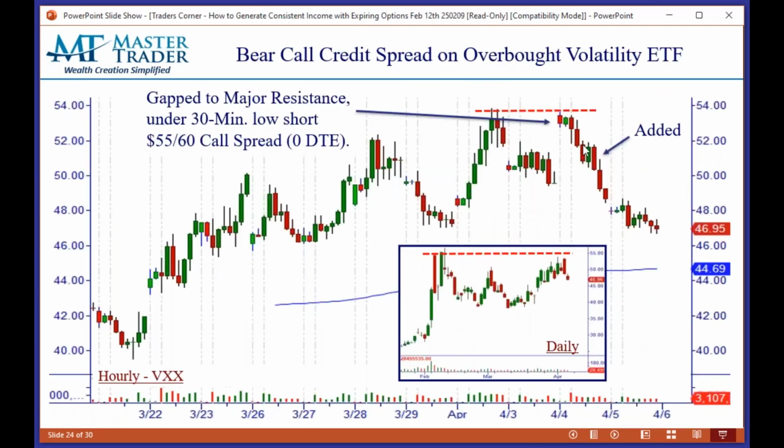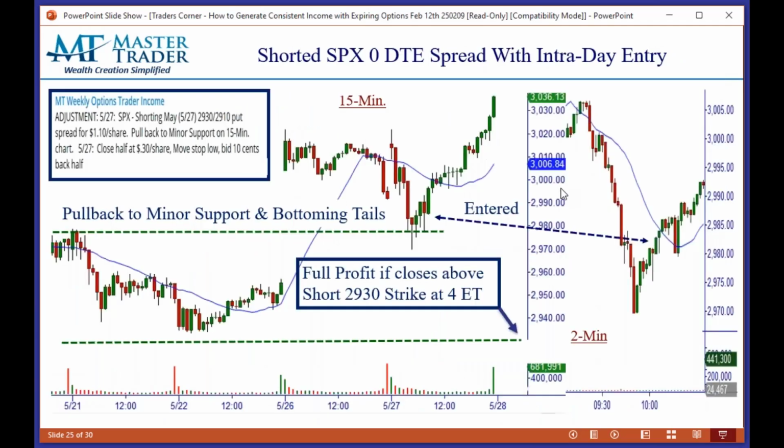I'm looking to see what the premiums are on the VXX, because look, it's right here. I said 30-minute low. We're going to short the 55.60 0 DTE call spread. Right there again. Same, just another example. Oh, so this is SPX.